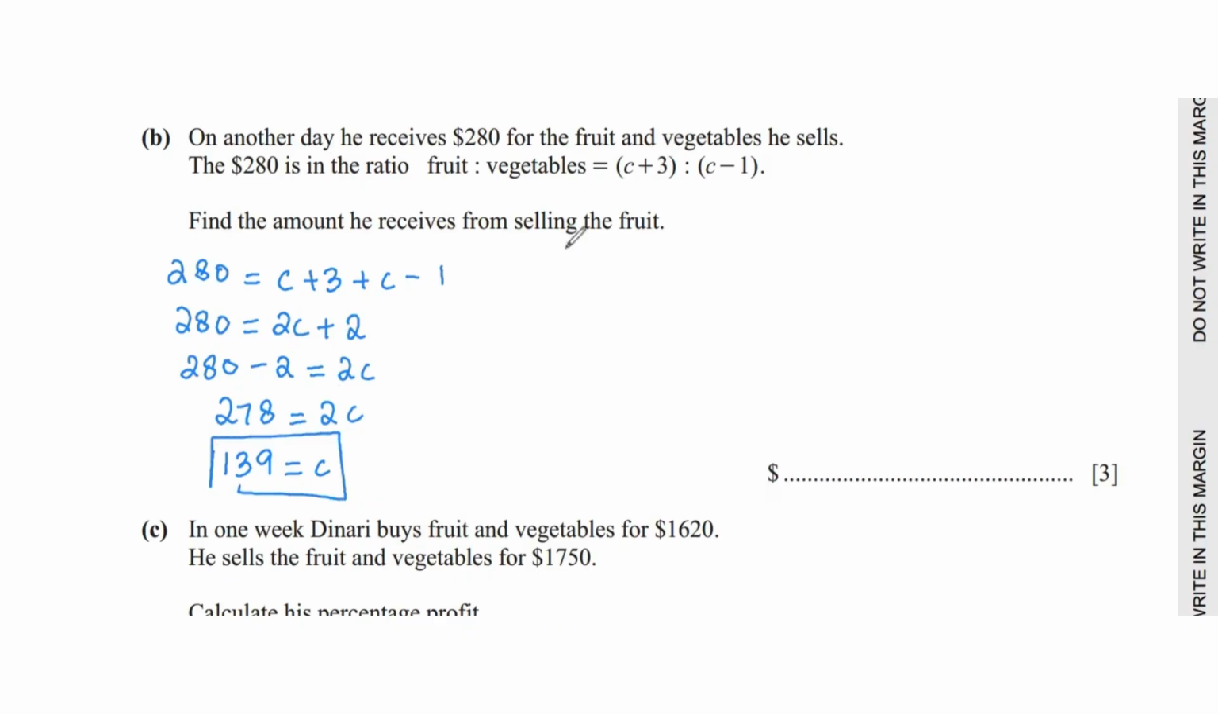So for fruit, that's represented by C plus 3. So C plus 3, 139 plus 3, and that's $142. This is what he receives for selling fruit.